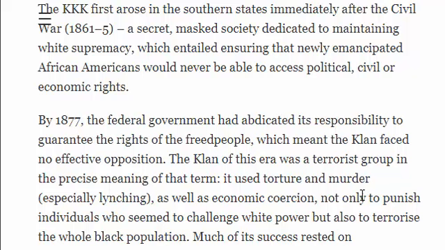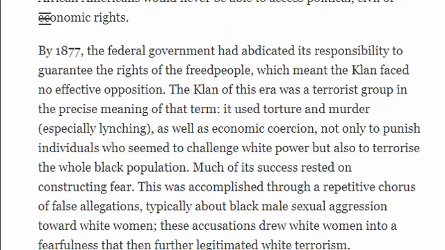Basically, the Klan of this era was a terrorist group, in the present meaning of that term. It used torture and murder, especially lynching, as an economic control, not only to punish individuals who seemed to challenge white power, but also to terrorize the whole black population. Much of its success rests on constructing fear. This was accomplished through a repeated course of false allegations, typically about black males being sexually aggressive towards white women. These accusations drew white women into fearfulness that further legitimated white terrorism.